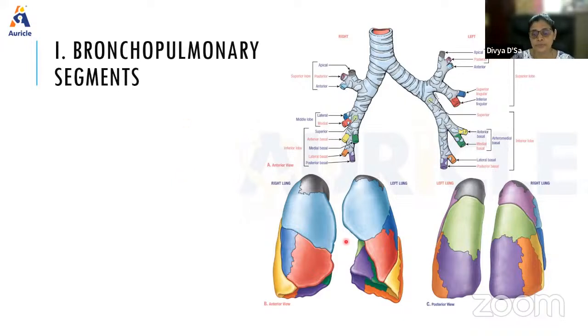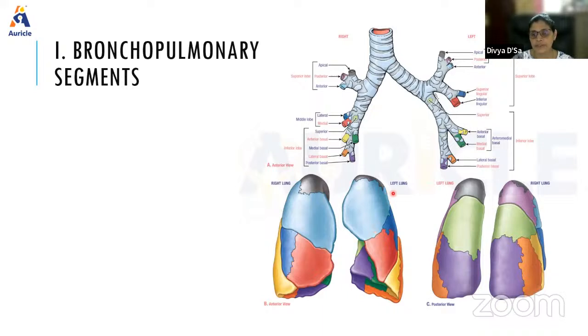On the right side and the left side. On the right side, we have the superior lobe. Superior lobe will have an apical, an anterior and a posterior bronchopulmonary segment. Middle lobe will have lateral and medial, and inferior lobe will have superior, medial basal, anterior basal, lateral basal, and posterior basal. Medial basal will be towards the medial surface. So these are the segments on the right side.